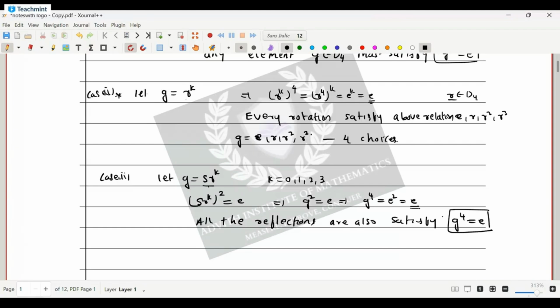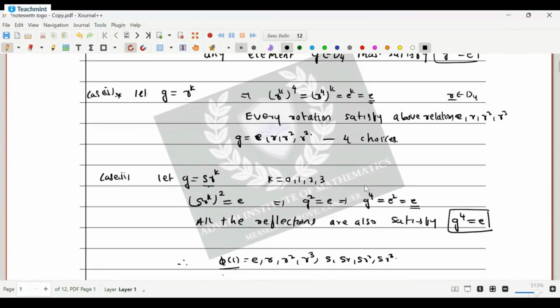So therefore the total number of choices అంటే phi of 1 is equal to e గా డిఫైన్ చేయొచ్చు, r గా డిఫైన్ చేయొచ్చు, r square గా డిఫైన్ చేయొచ్చు, r cube, s, sr, sr square, sr cube. సో phi of 1 ఏ విధంగా డిఫైన్ చేస్తే మిగతా హోమోమార్ఫిజం అనేది మనకు ఆటోమేటిక్గా వచ్చేస్తుంది. సో ఎన్ని చాయిసెస్ ఉన్నాయి సార్? సో దేర్ ఆర్ 8 choices.